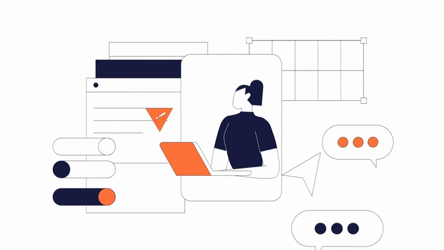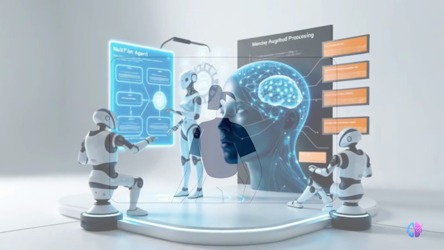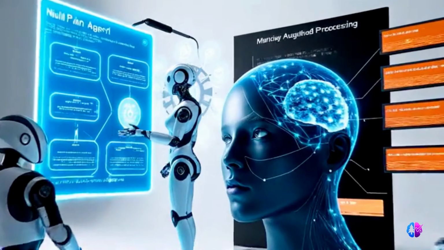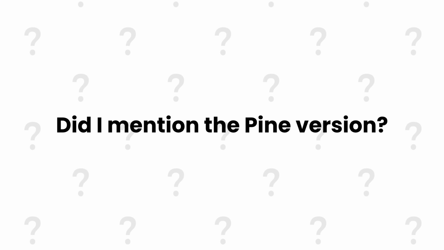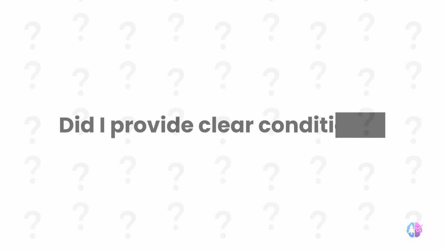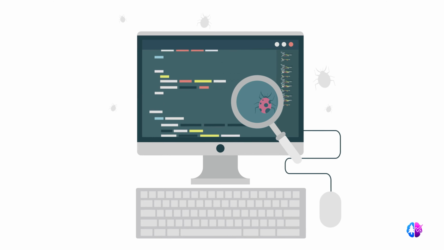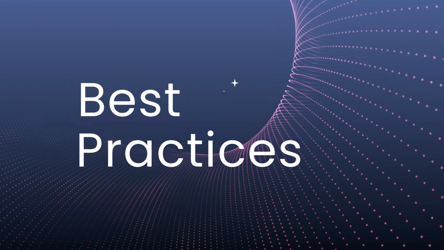Debugging mindset. Think of debugging as translating AI's misunderstanding of your request. Ask yourself, did I specify entry and exit? Did I mention the Pine version? Did I provide clear conditions? Live debug example.